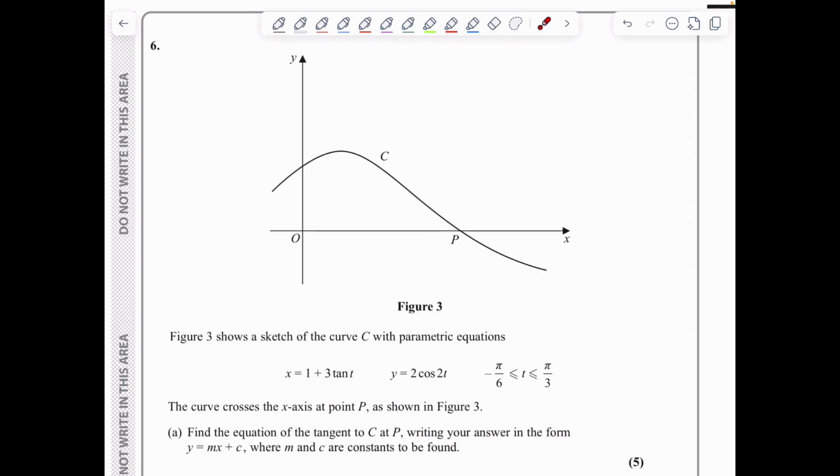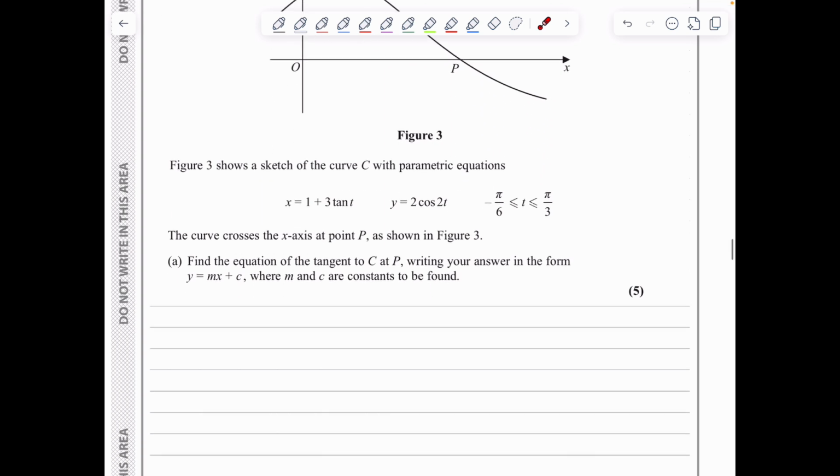In question 6, we are given a sketch of the curve C defined parametrically here in terms of t, with t taking values between minus pi over 6 and pi over 3 inclusive. We are told that we are crossing the x-axis at the point P, and we need to find the equation of the tangent to C at P in the form y equals mx plus c. Well, first of all, let's start by finding the value of t at P.